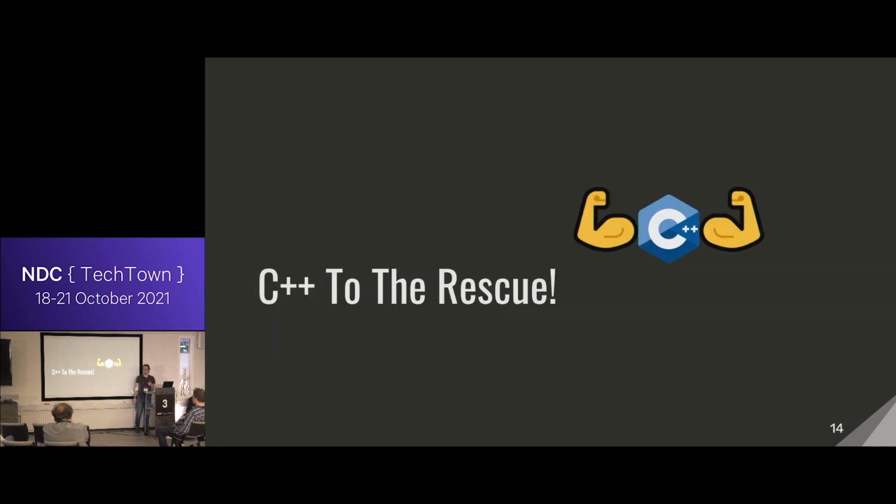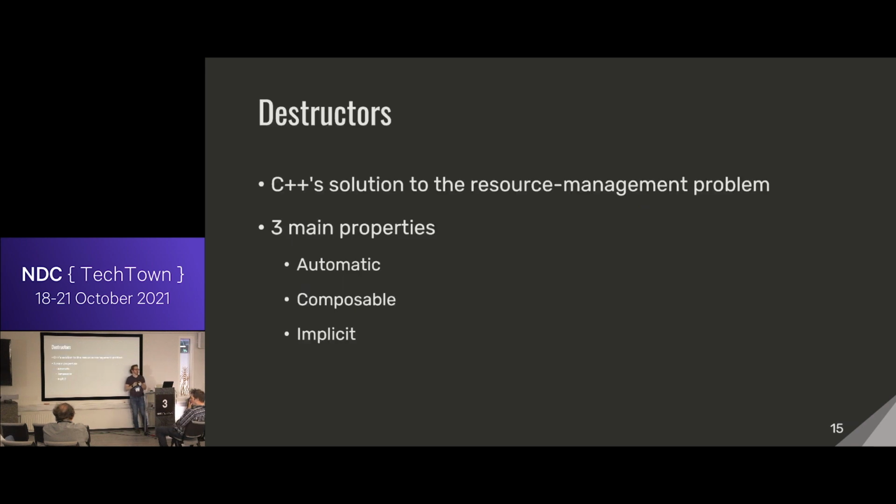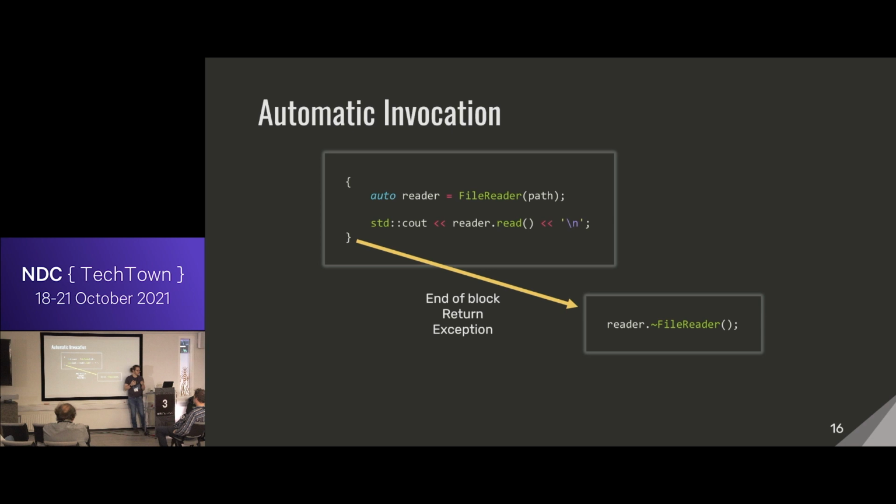Well, C++ has a solution for us, namely destructors. In C++, destructors are a solution to the resource management problem. And they have three main properties that we are interested in. First, they're automatic, then they're composable, and they're implicit. Let's go over that. First, automatic.